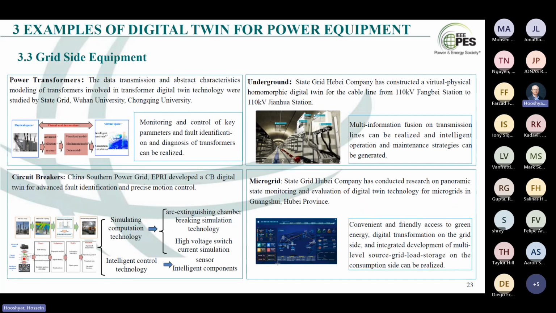And also for transformers, that's a key component for our industry. Several utilities shared their use cases, like this one done by Wuhan University and the State Grid, and also the circuit breaker underground. And one interesting thing is from Hubei province. They also use a digital twin to develop the microgrids and also distribution stations, transmission stations, and the system control room.